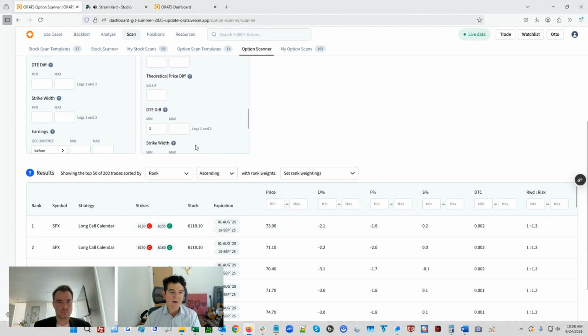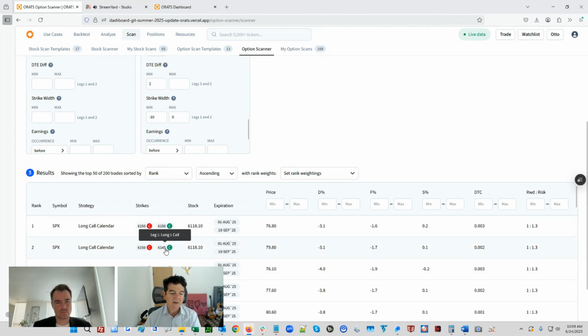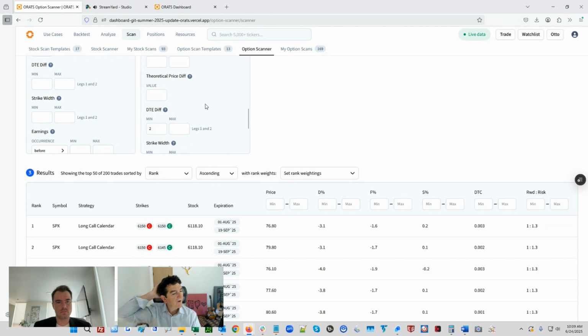If I did it the opposite way, if I did -10 and 0, excuse me, then we'll see this the opposite way. So this is now 6145. So the leg one minus leg two is negative. So that's how that works, and so that's very important to understand, especially when you're doing a calendar or like a double calendar.